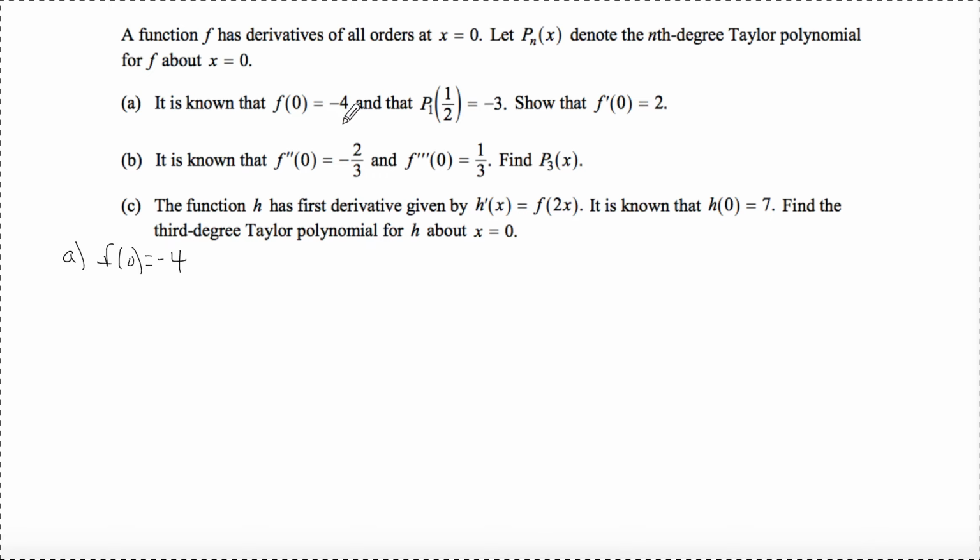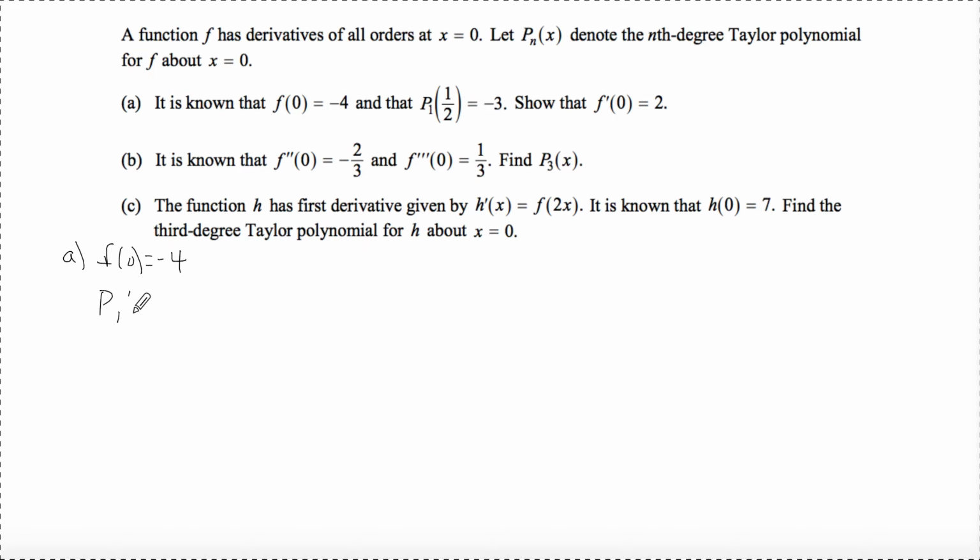Interesting. This is starting to get at this Taylor series idea from kind of a different angle. They tell us we know what the first degree Taylor polynomial value is at half. We need to show that the derivative at 0 is 2. I know that the derivative at 0 would be used to make this Taylor polynomial, right? If I'm centering it at x equals 0, this derivative would be used to make this.